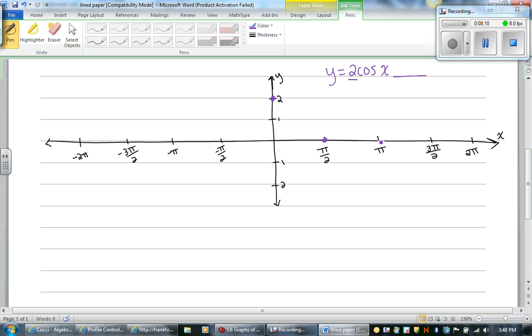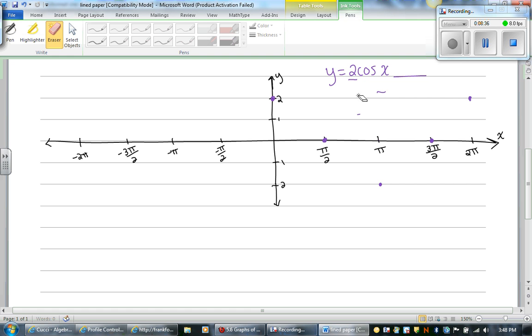At pi, cosine of pi, and here's how you can do it algebraically. Cosine of pi, we know cosine of pi is negative 1. 2 times negative 1 is negative 2. So that's how you get those values. And if you want to do that math out, you're more than welcome to. 3 pi over 2, we're at 0, and 2 pi, we're going to be back up to 2.